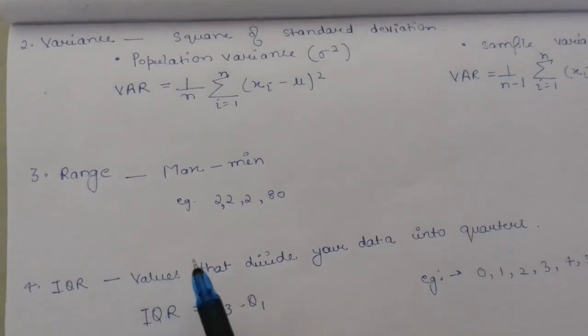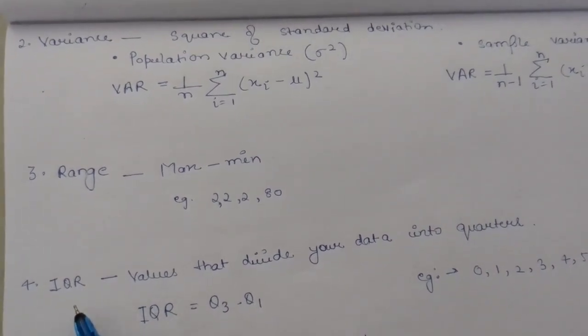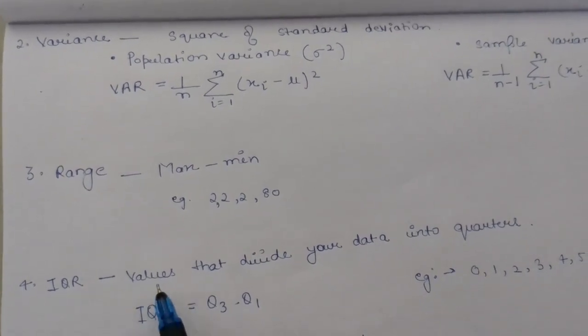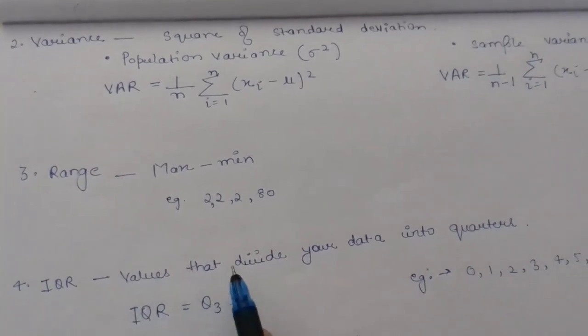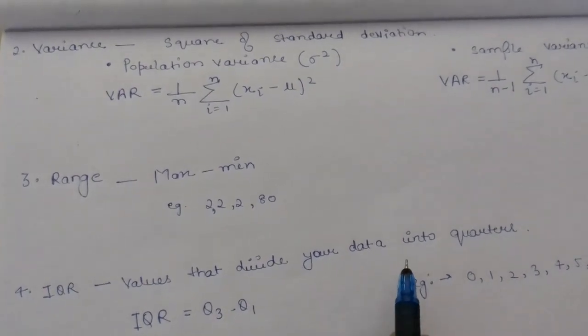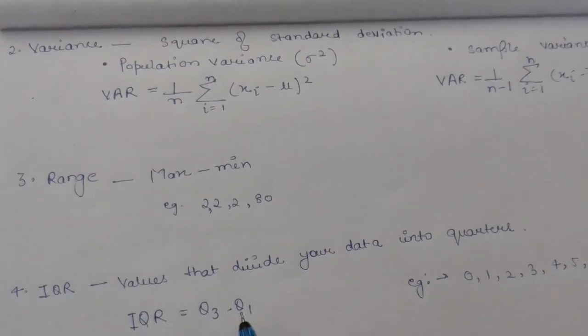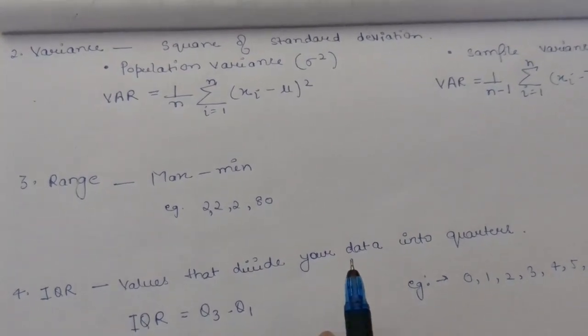Now the fourth way of calculating the spread is IQR. The full form of IQR is interquartile range. This is the range, the value that divides your data into quarters. ये आपके डेटा को क्वार्टर्स में डिवाइड करता है. इसका फॉर्मूला क्या होता है? Q3 माइनस Q1. आप लोगों ने 5 पॉइंट समरी के बारे में सुना होगा.